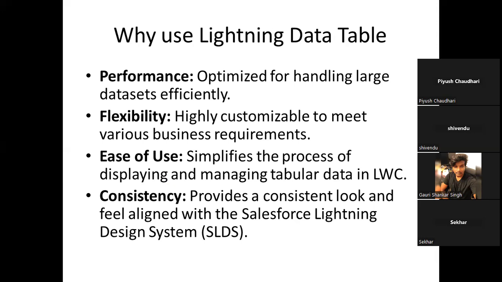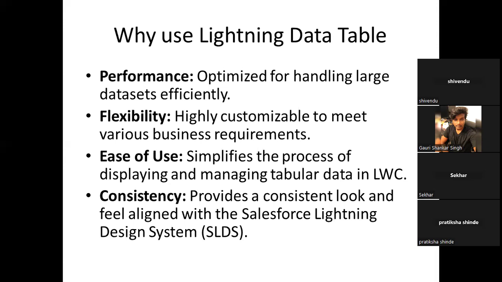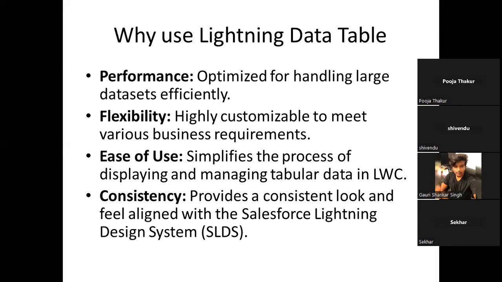The first thing is that Lightning data table can handle large data sets efficiently. If there is large data, you have the option of infinite scrolling, and you can do pagination as well. Then flexibility: as we will see in the demo, there are various customizations available. Suppose there's a column and I want an icon at the side of it, it's available out of the box. I need to just configure that property in my JavaScript, and I would be able to do that.